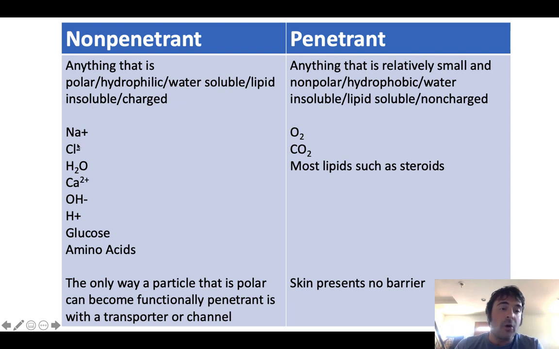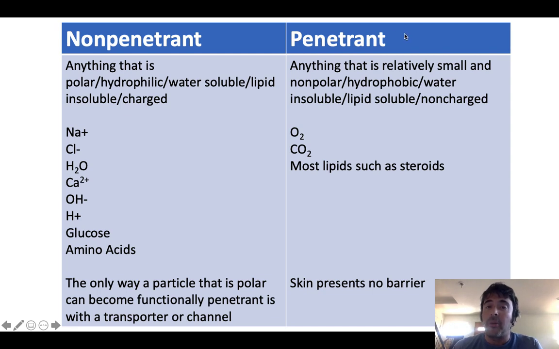So things like sodium, chloride, water, calcium, hydroxide, hydrogen ions, glucose, amino acids, all of these things that dissolve in water carry a charge. And because of that, they are functionally non-penetrant. So they are non-penetrant solutes. They don't get directly across that phospholipid bilayer. The only way a molecule that's polar can become functionally penetrant is if you have a transporter or a channel to move that particle across the membrane. Otherwise, they are considered non-penetrant because they can't get directly across the phospholipid bilayer.